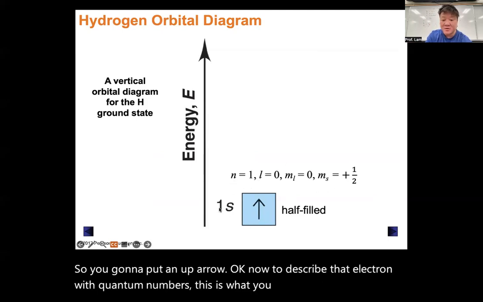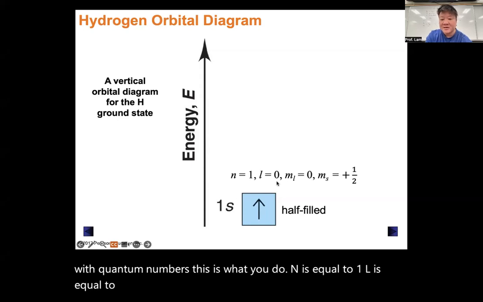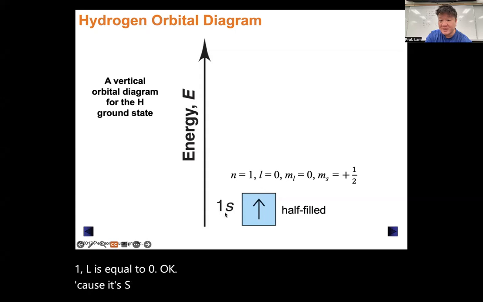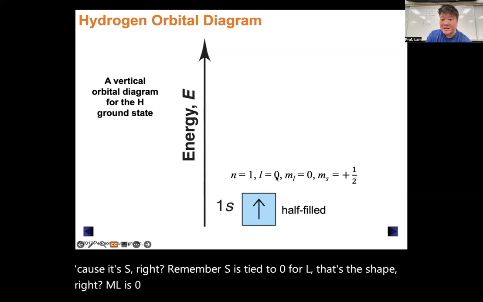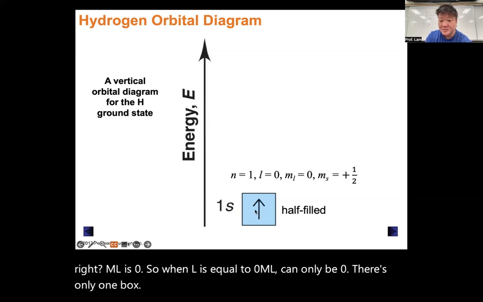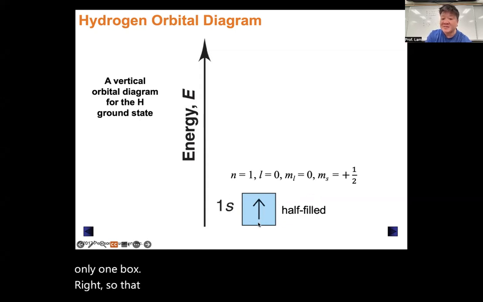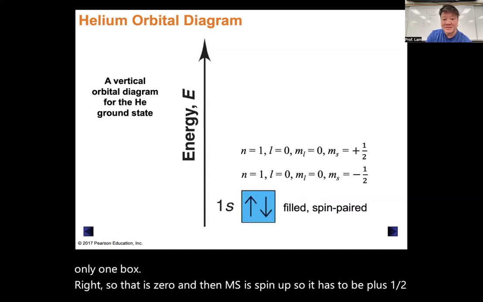Now to describe that electron with quantum numbers, this is what you do. N is equal to 1, L is equal to 0, because it's s, right? Remember, s is tied to 0 for L. That's the shape. ML is 0, so when L is equal to 0, ML can only be 0. There's only one box, right? So that is 0. And then MS is spin up, so it has to be plus 1/2. Okay. All right, let's keep going.